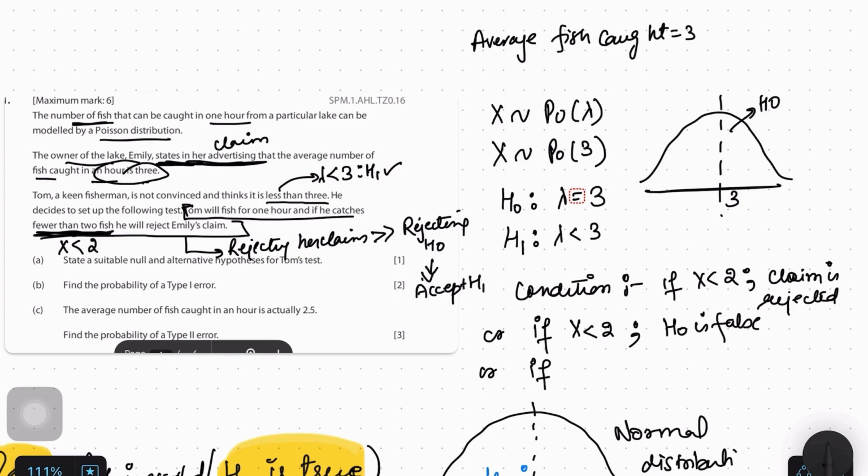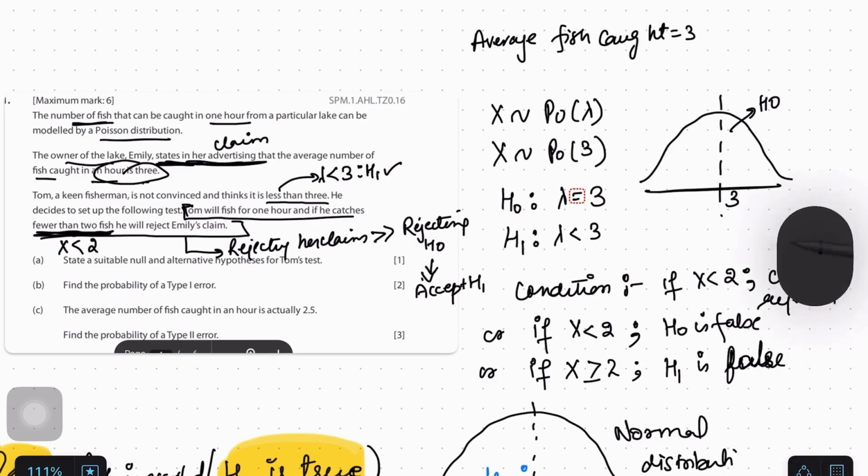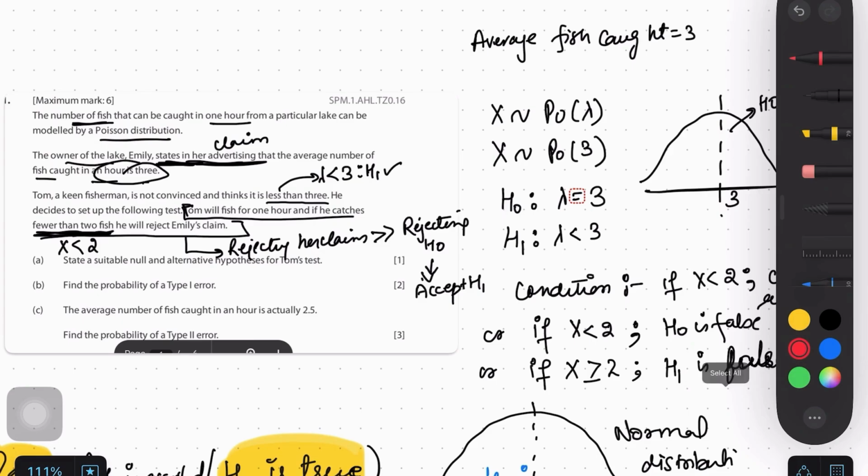So my H1 is lambda is less than 3, right? Now he decides to set up the following test. Now this is really important. Everywhere in the question of the Poisson and the binomial, you will be given a condition when your null or alternative is going to be true, right?